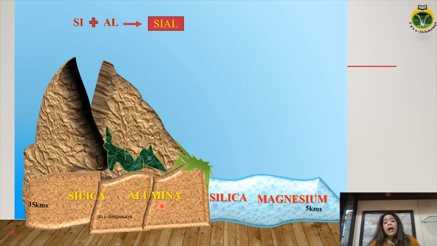Then let's look at the main mineral constituents of the oceanic floor, which is made up of silica and magnesium, and it is called Sima. How is Sima formed? When we combine silica with magnesium, Ma, then Sima is formed.